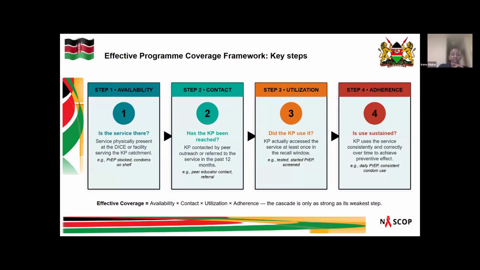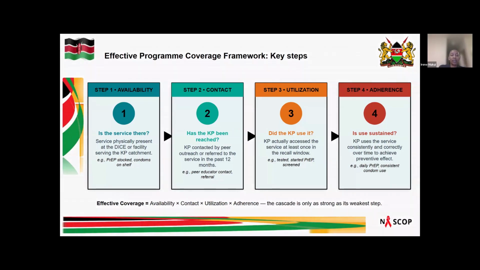So we have used the effective program coverage, and I'll just quickly go over the steps, which I know we'll cover again in the breakout sessions. So it has 4 key steps. The effective program coverage pretty much wants to measure the proportion of the target population that has effectively been covered. The key steps start with availability, which means whether the services are available, where people can actually access them, and we look at the indicators that we used to compile these.